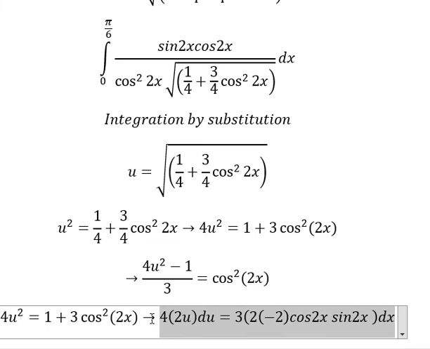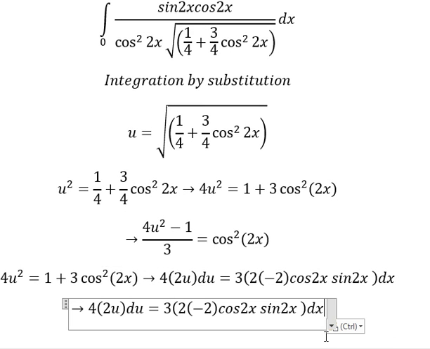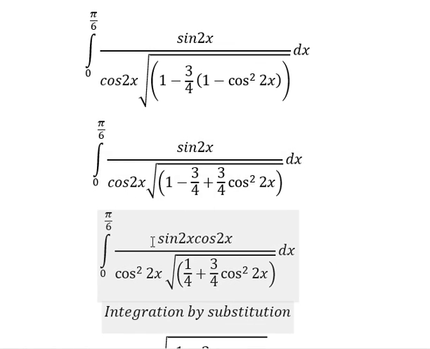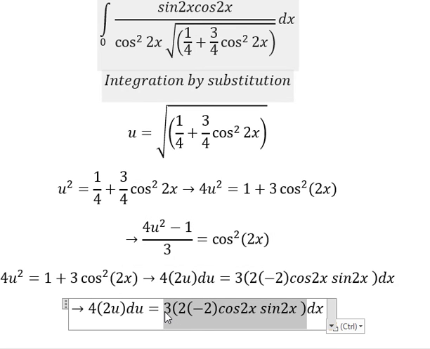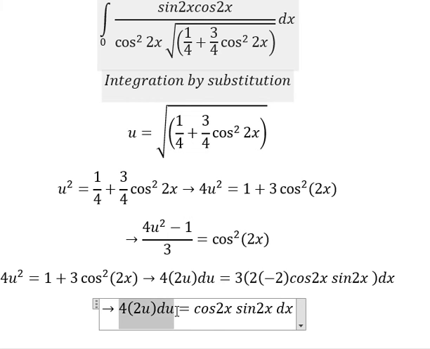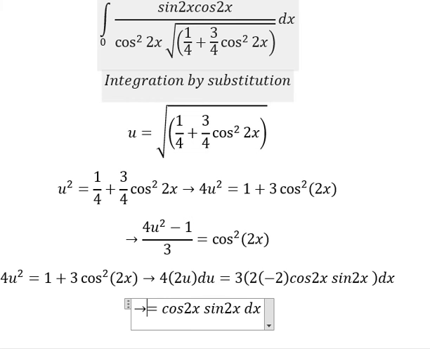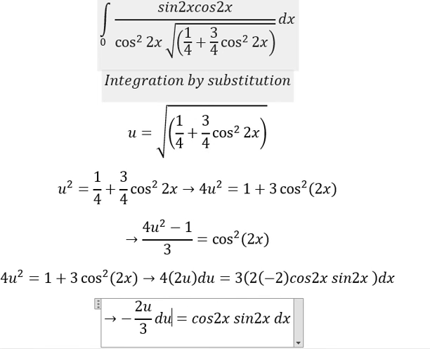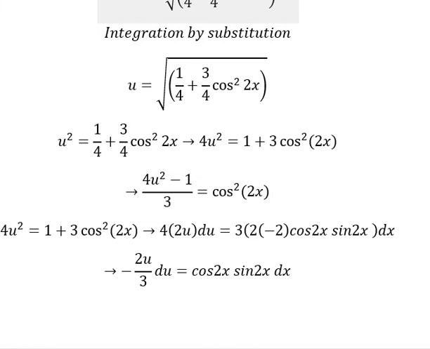So this one, we need to know that we have number 3, number 2 and negative number 2. So we need to divide both sides by this number in here. And we have it like this. That is negative 2u over number 3 du. And now we need to change the bounds.